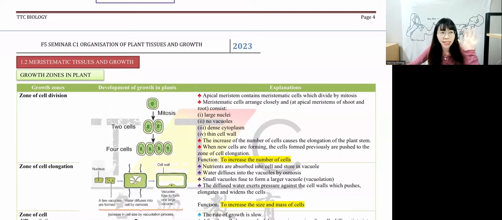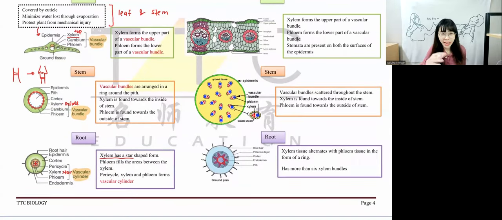Okay, and then we have the location for xylem. For leaf, where is the xylem? On top, correct. In the stem, where is the xylem? Inside, correct. Where is the xylem at the root? It's the star shape. Very good. Top, inside, star shape. And then for monocot, we also have leaf, stem, and root. So the location is still the same. The top is xylem, inside is still xylem. And then for root, there's no star shape, but they have a ring shape. So this is the xylem, phloem, and the vascular bundle.